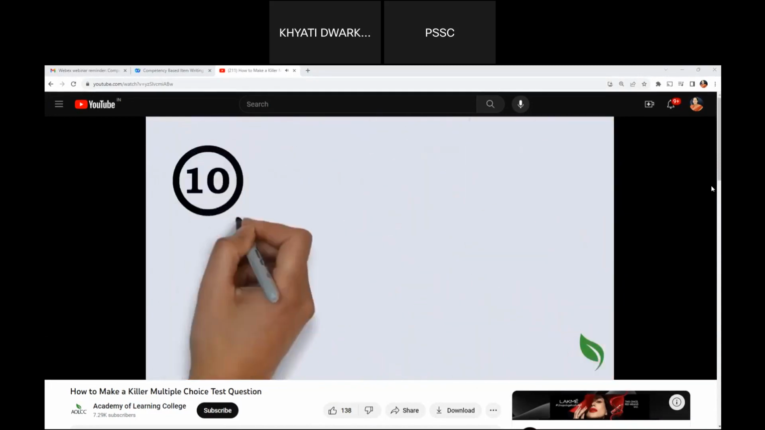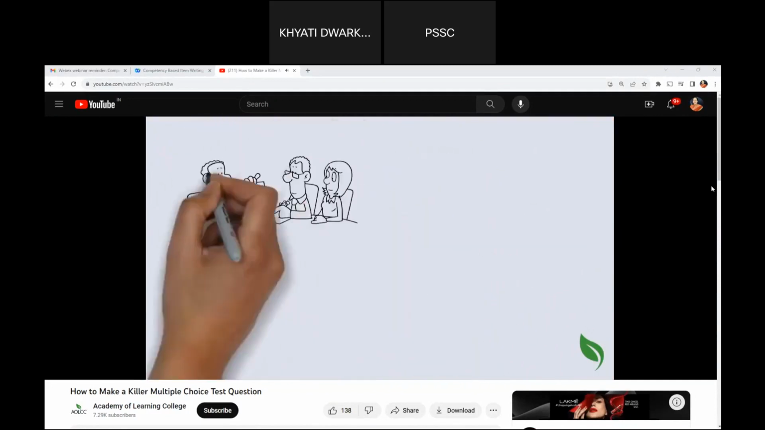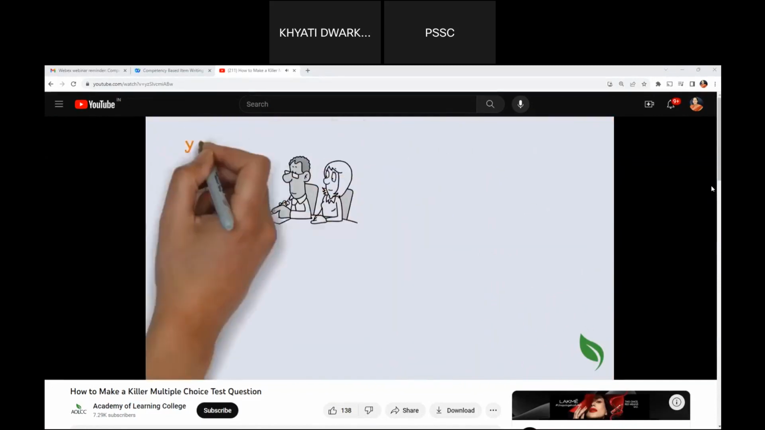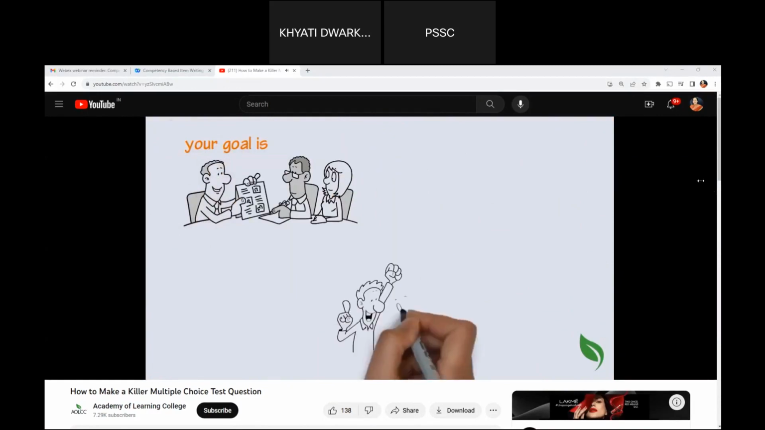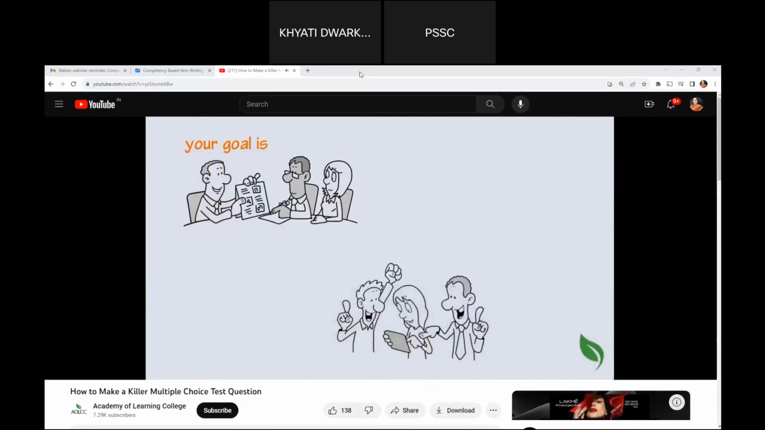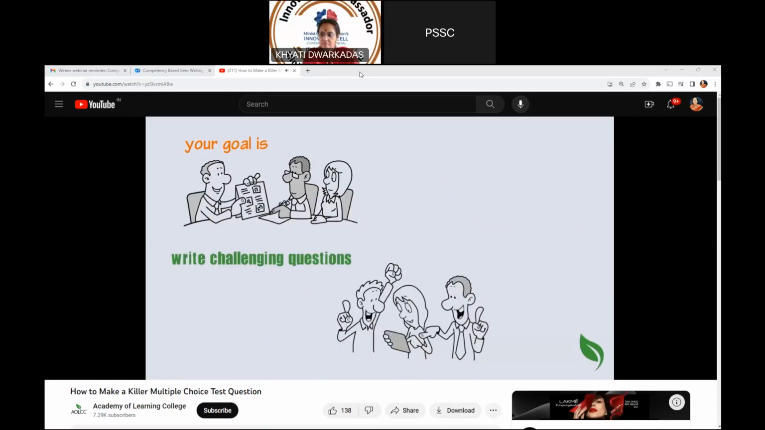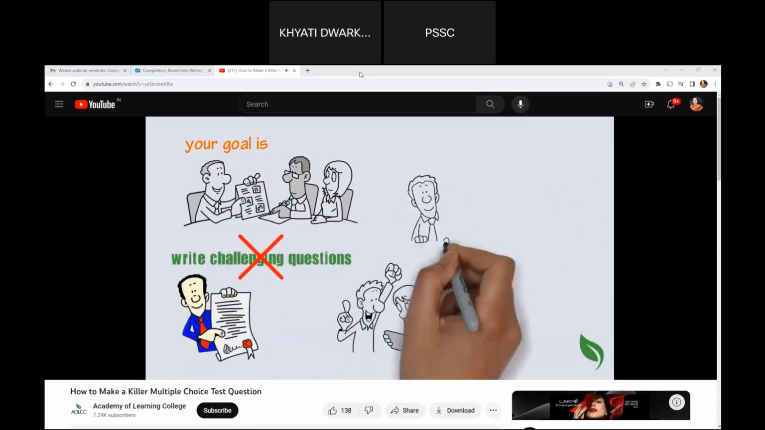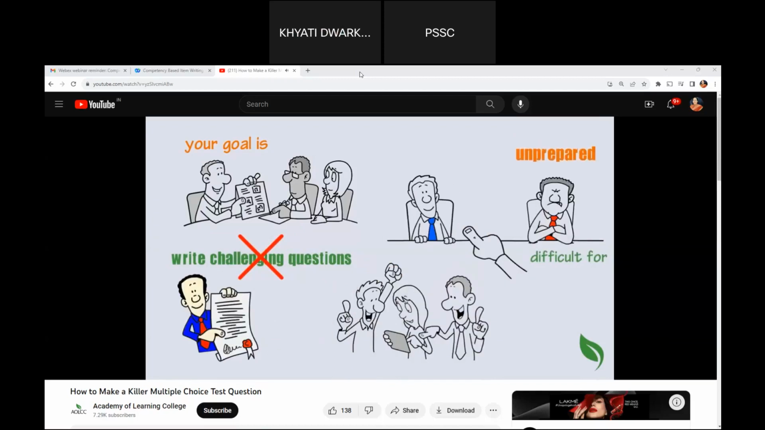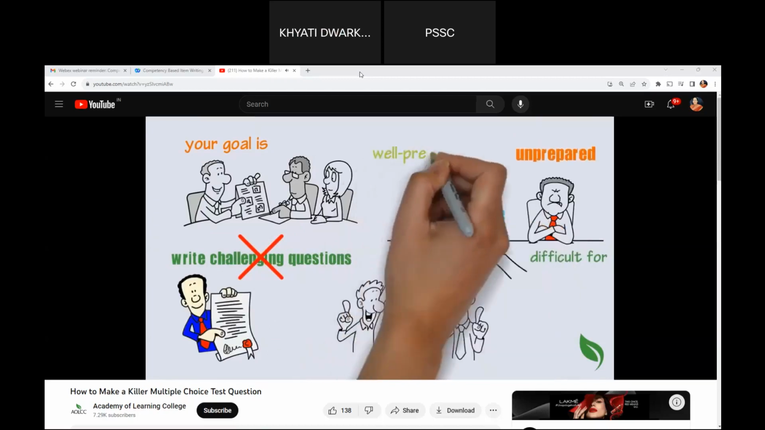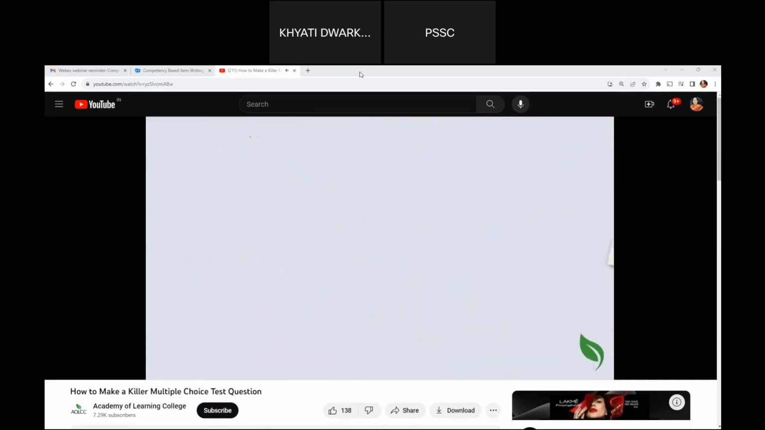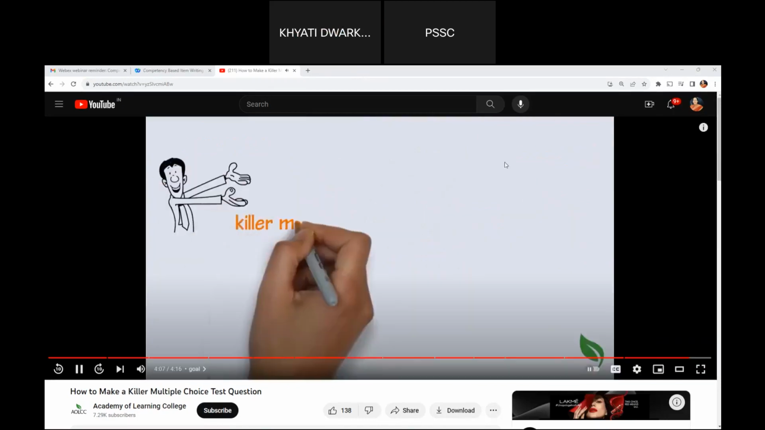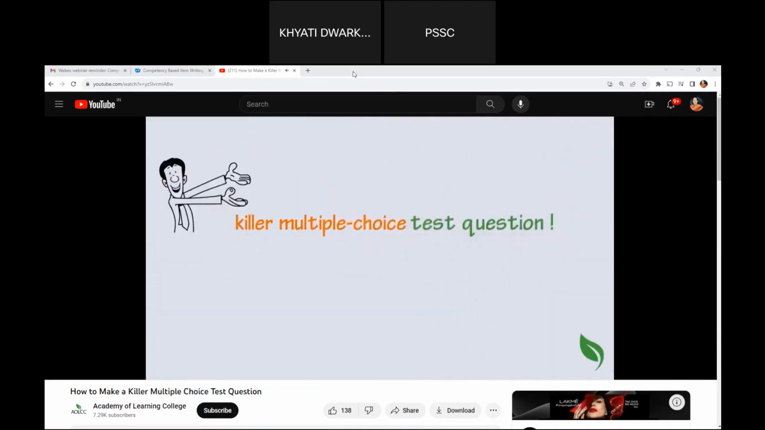And lastly, number 10. Throughout your test creation process, remember that your goal is to find out how well your learners have achieved the objectives of the course. Your goal is not necessarily to write challenging questions or a hard test. A well-written test question is difficult for an unprepared test taker, and simple for a well-prepared test taker. And that's how you write a killer multiple choice test question.